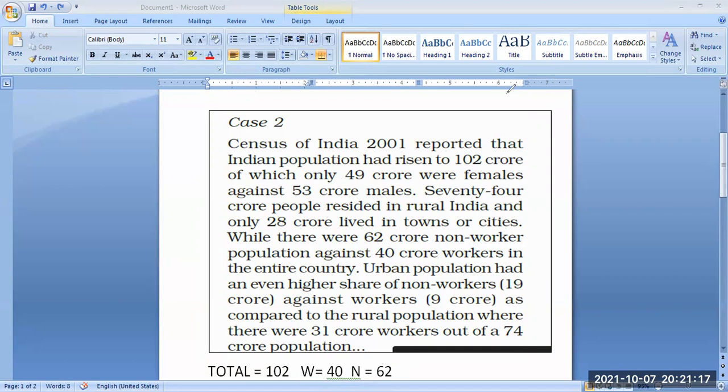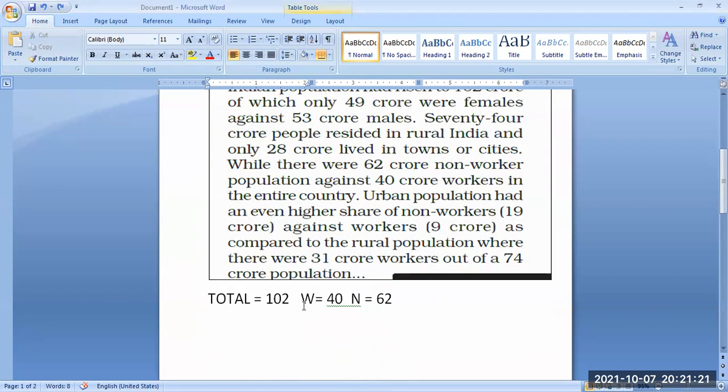Now coming to this worker population, how many rural area people are there? How many urban area people are there? We have to find out.